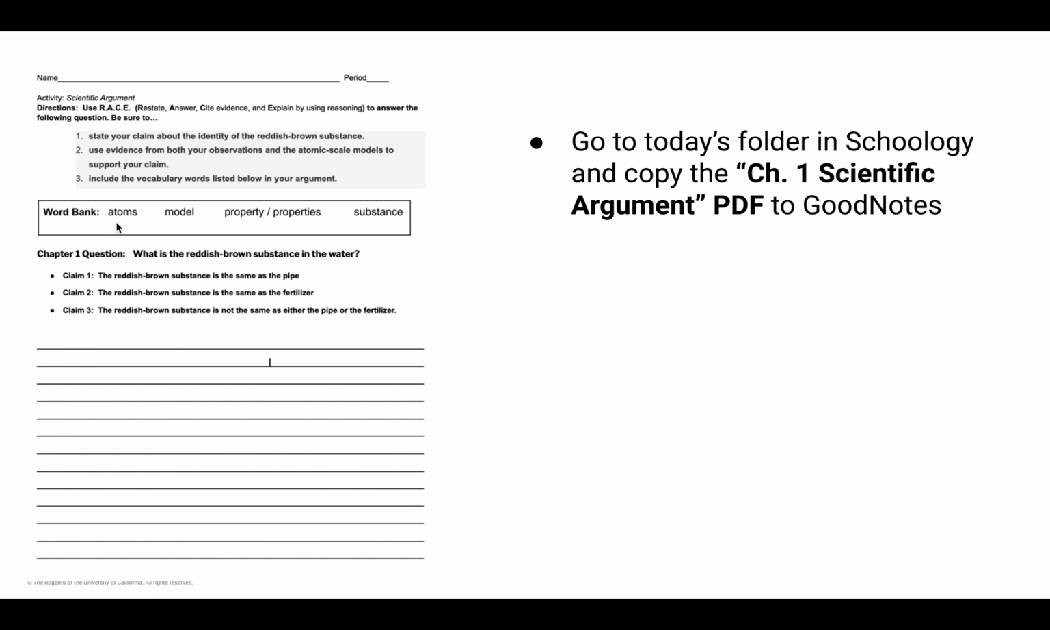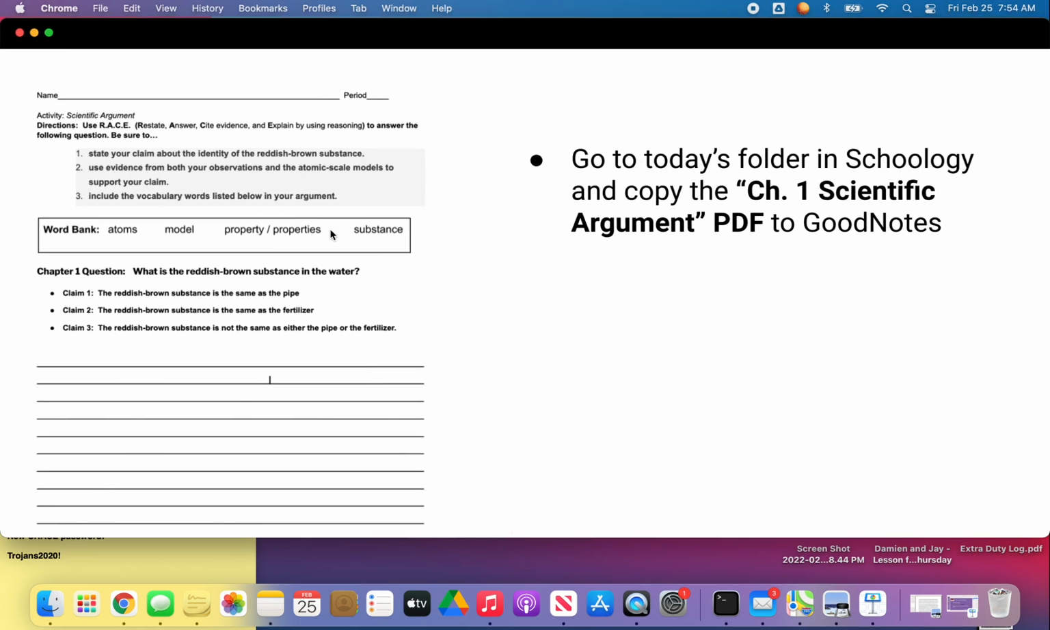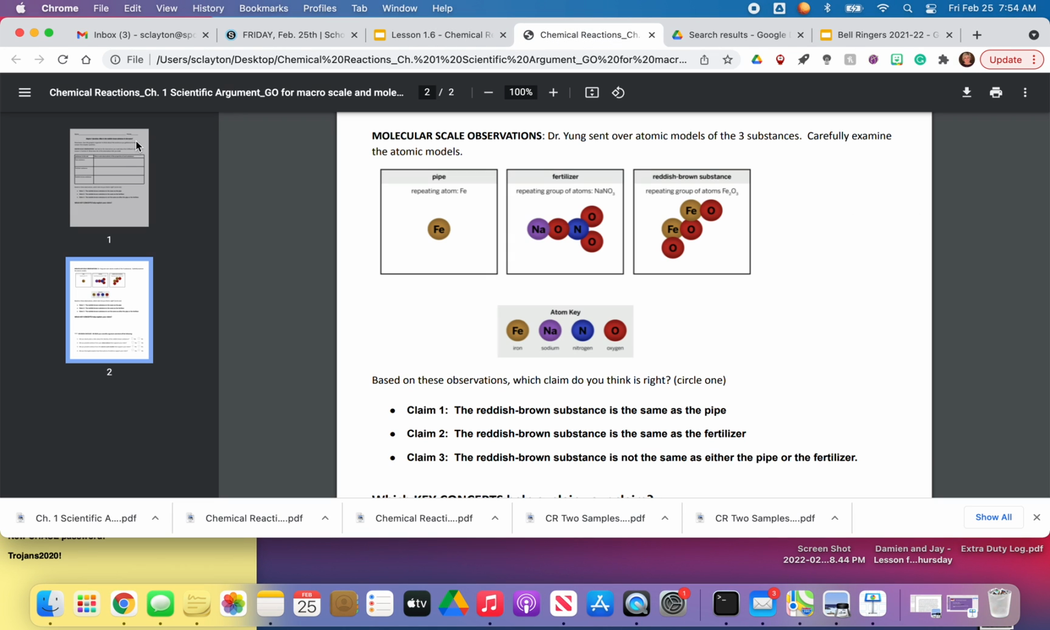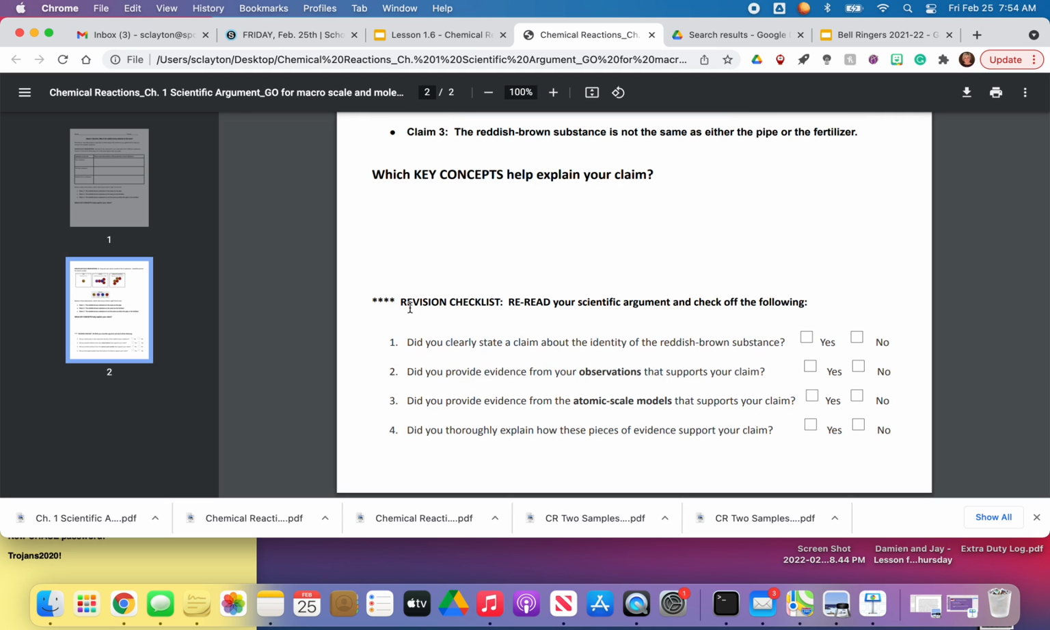I've got a word bank here that has 4 different words or phrases. You can use property or properties, whichever one, singular or plural, works for your sentence. And make sure that you are including these words at least one time. Once you're finished with that, then go back to this document, and down at the bottom is a revision checklist. I want you to reread your scientific argument and check off the following once you know that they're in there.